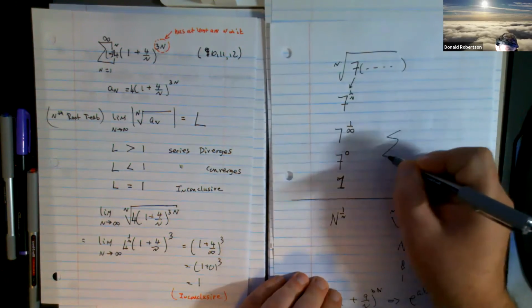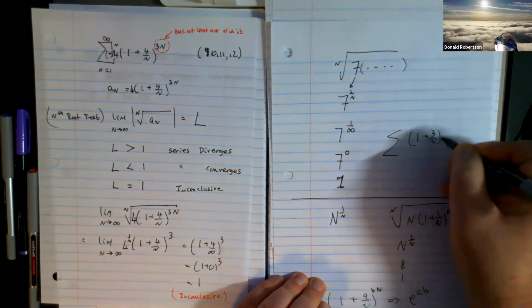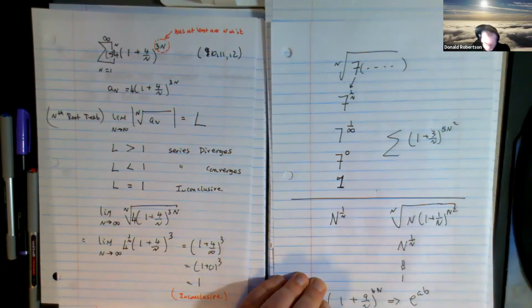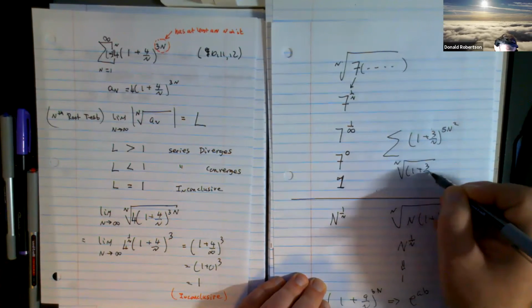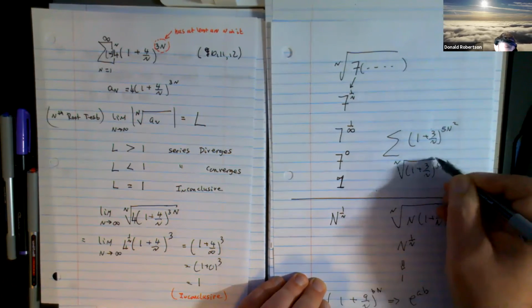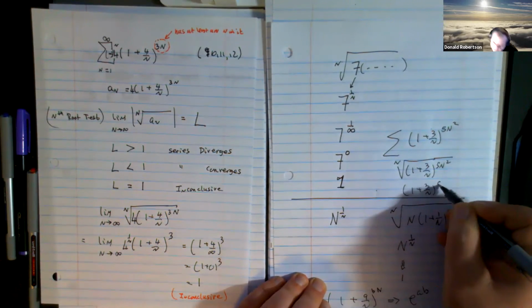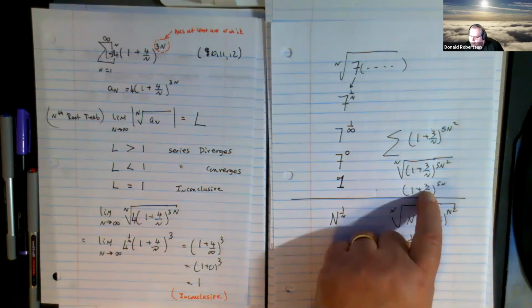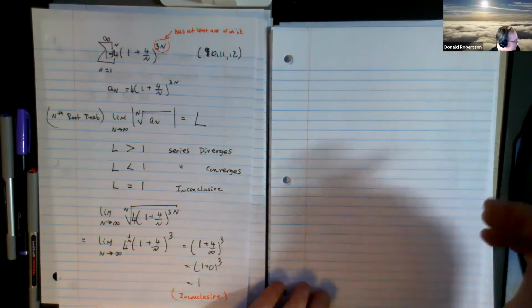Well, can you imagine a series where you had 1 plus 3 over n and 5n squared? When you take the nth root, all you kill off is one of the n's. So that would be a situation where this could happen. Okay. So let's do a couple more examples of them. Hopefully I can find some examples where that happens.